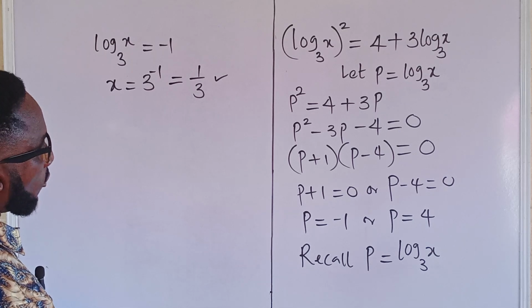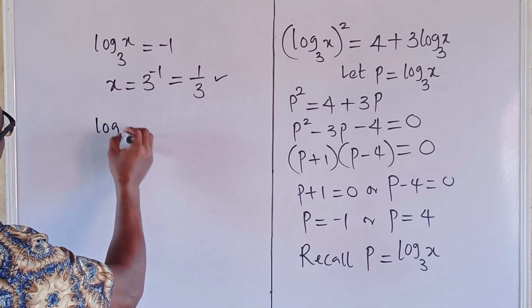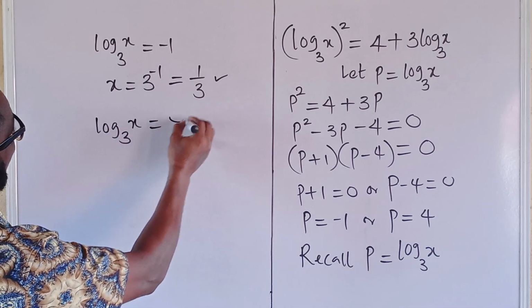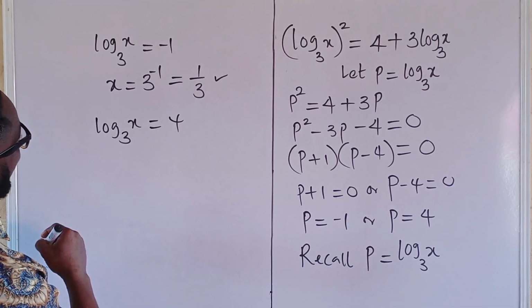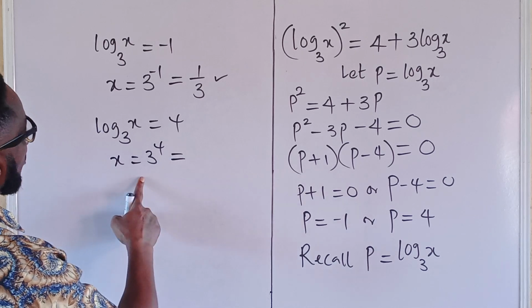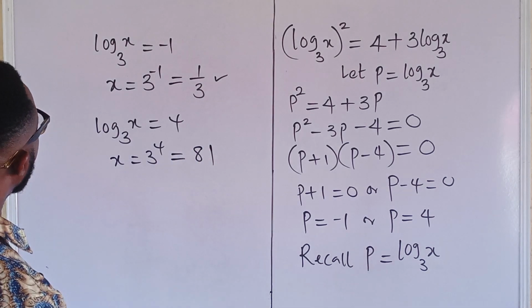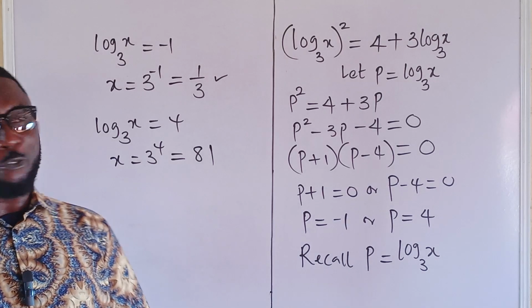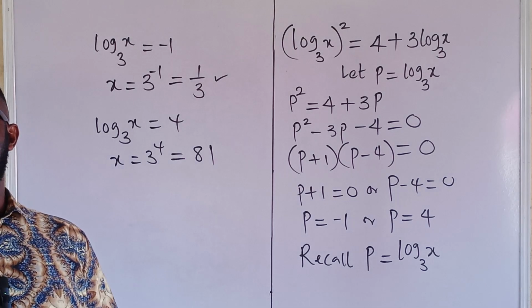So when p is equal to 4, we are going to be having log to base 3 of the argument x equal to 4. If we do the same by transforming into its exponential version, x will be 3 to the 4th. If you multiply 3 by itself 4 times, we have 81. So guys, we have our two values for x, x equal to 1 upon 3 and x equal to 81.